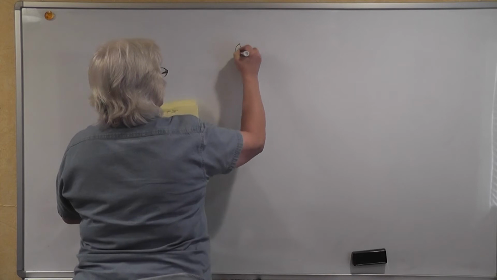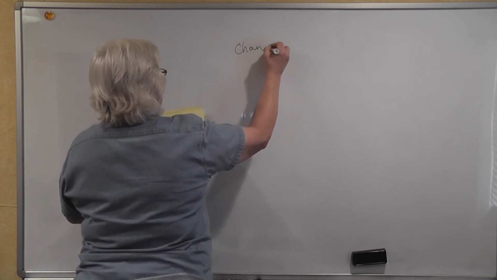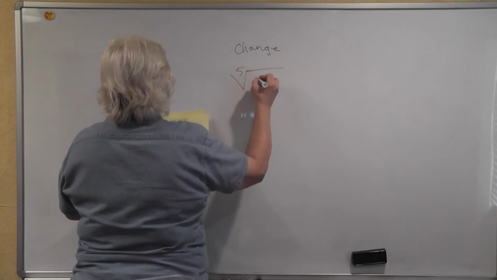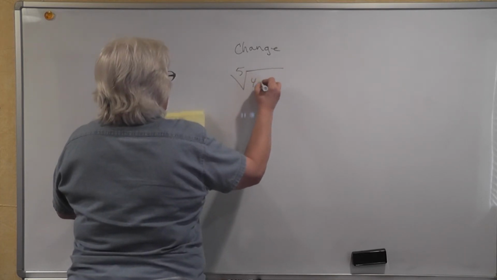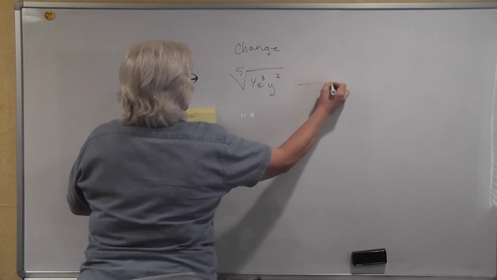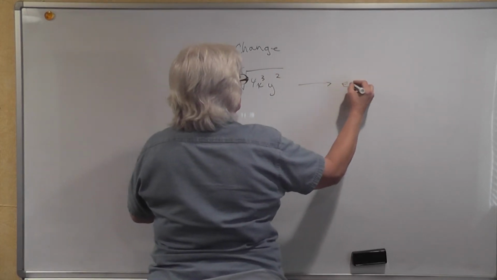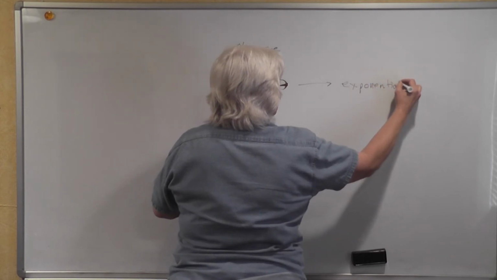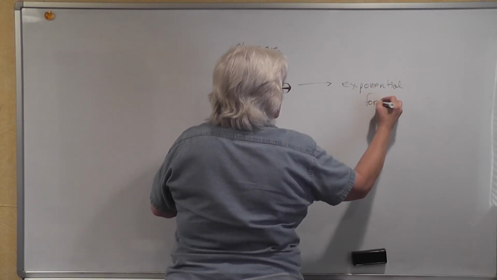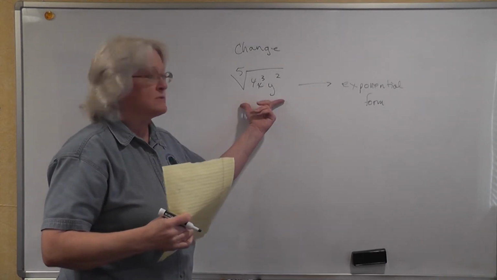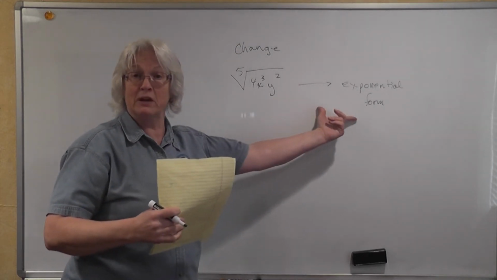We want to change the 5th root of 4x cubed y squared to exponential form. How are we going to do this? We're going from radical to exponential.